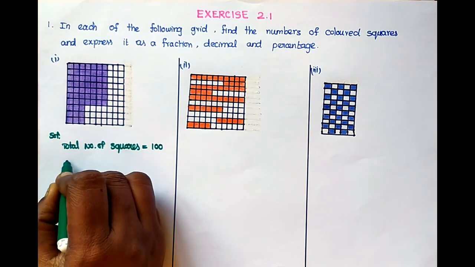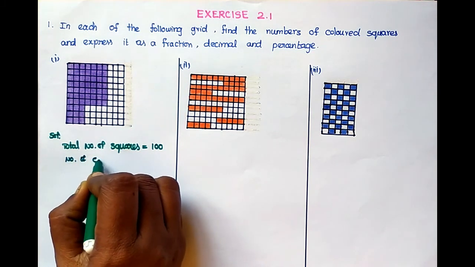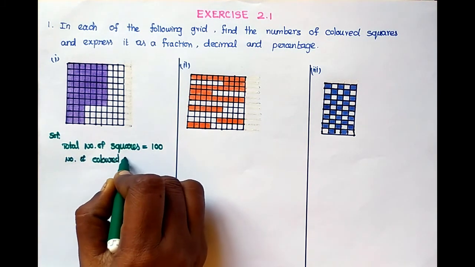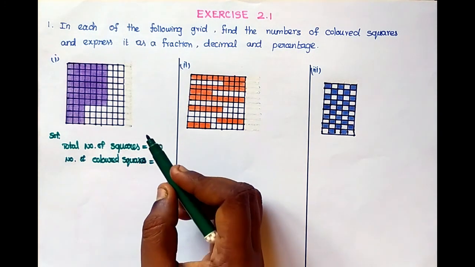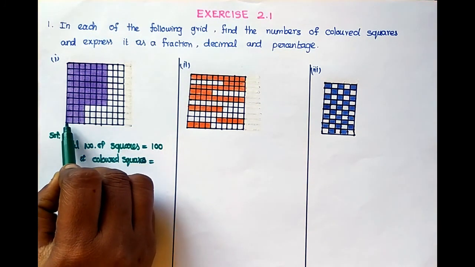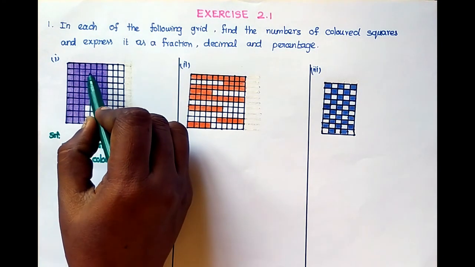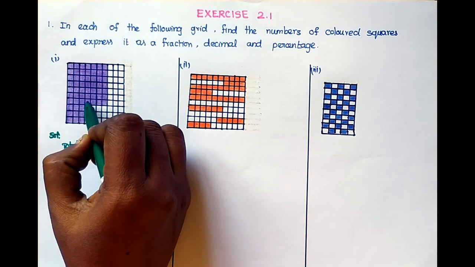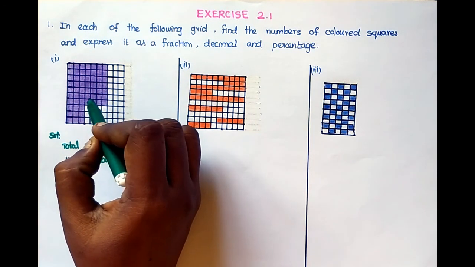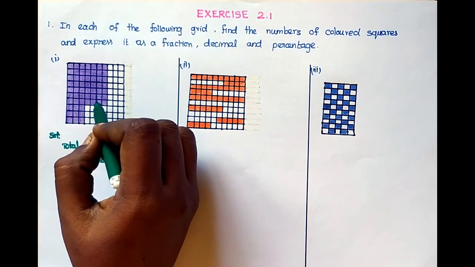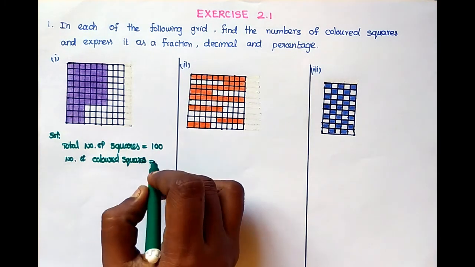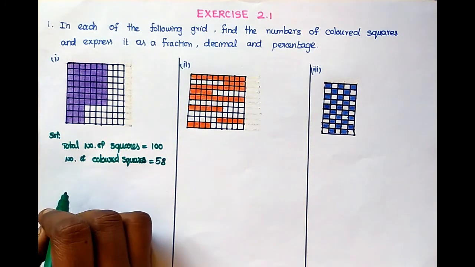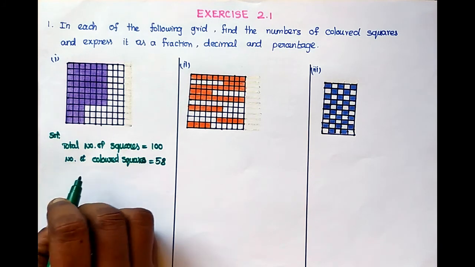And then the number of colored or shaded squares. How many? Listen. 1, 2, 3. 3 columns means 30. Here 7, so 37. 44. 51, 58. So the number of colored squares is 58.